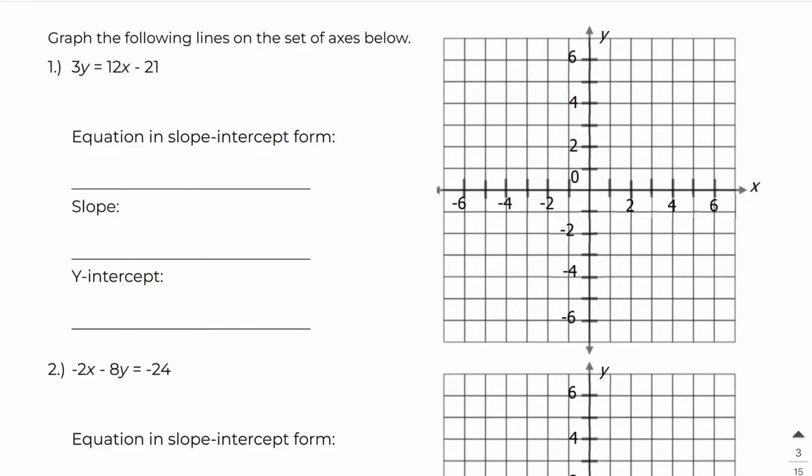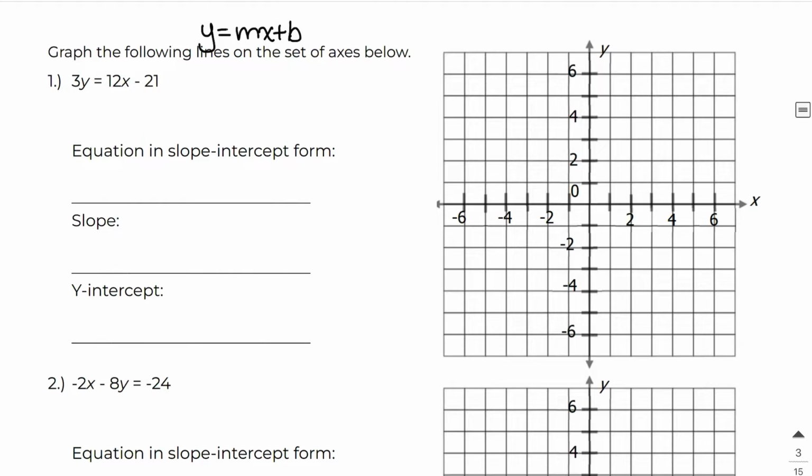So let's take a look at this example over here. The first question we have, our equation says 3y equals 12x minus 21. It says graph the following lines on the set of axes below. First thing I need to make sure that you are all aware of is that it has to be in the format y equals mx plus b. And if you notice, this y value here is isolated. So we always have to isolate the y, which is why we have talked about how to do this in previous units. So here I've got 3y equals 12x minus 21.